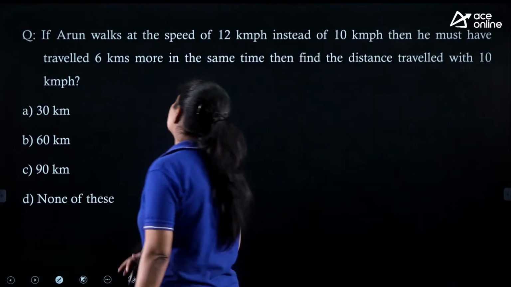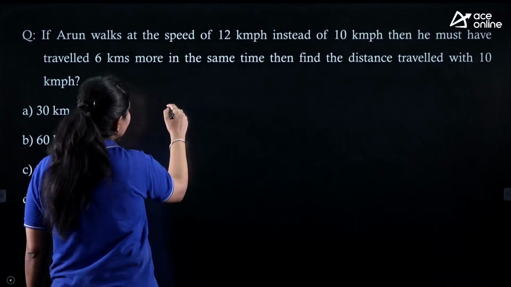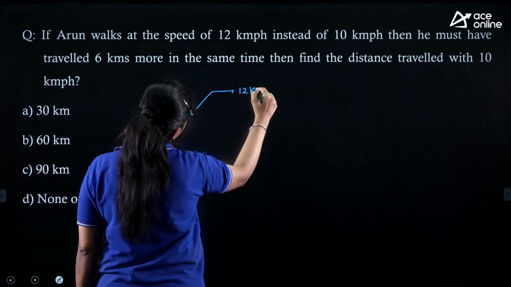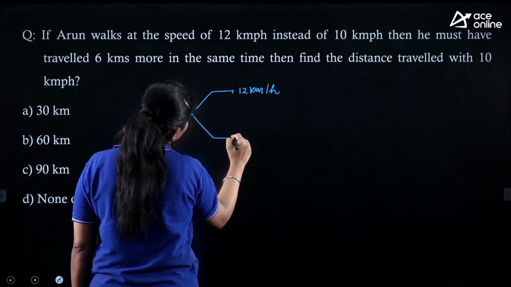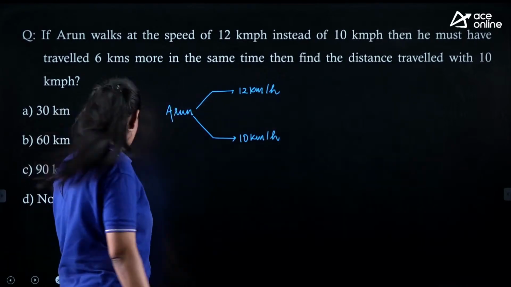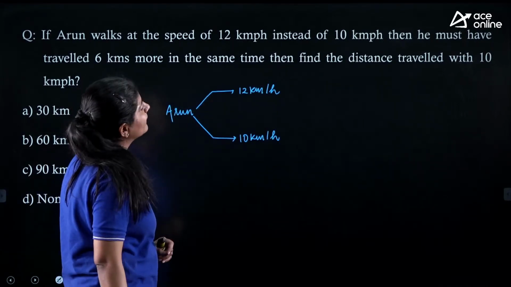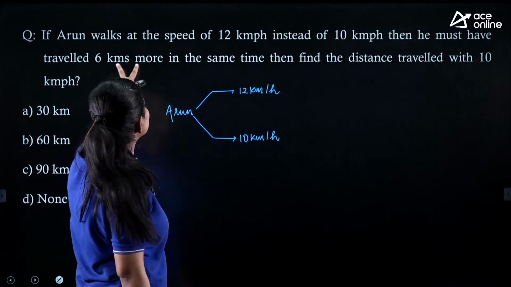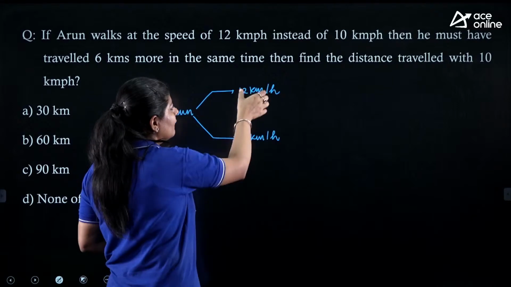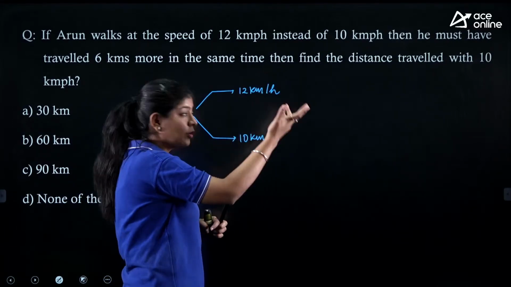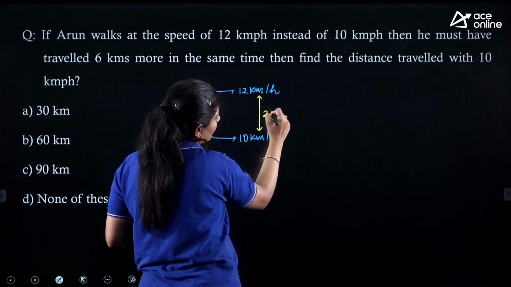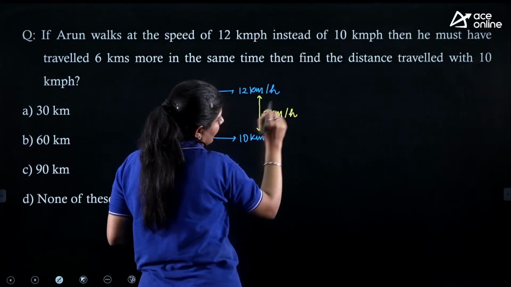Look, here we have two speeds for Arun. The first one is 12 kilometers per hour, right? And the other one is 10 kilometers per hour, right? These are the two speeds that we have over here, okay? Now the question is saying that he must have travelled 6 kilometers more in the same time. So the time is the same, but if he increases his speed by 2 kilometers per hour more, as we can see the difference over here is 2 kilometers per hour, right?